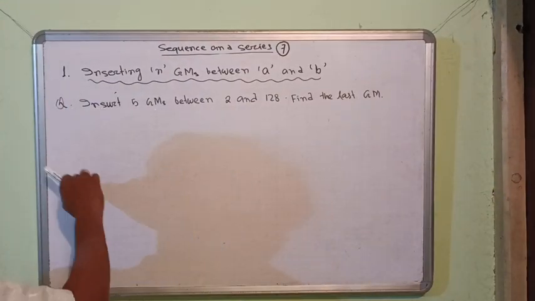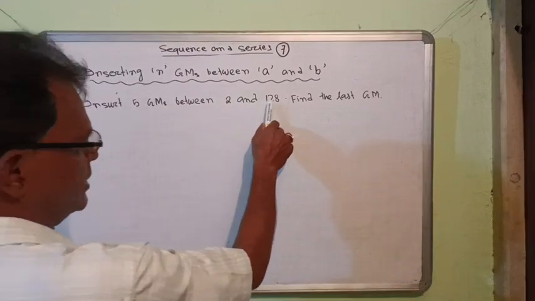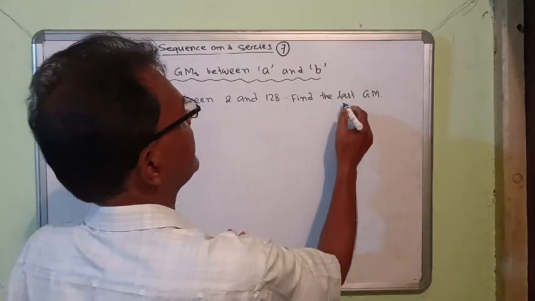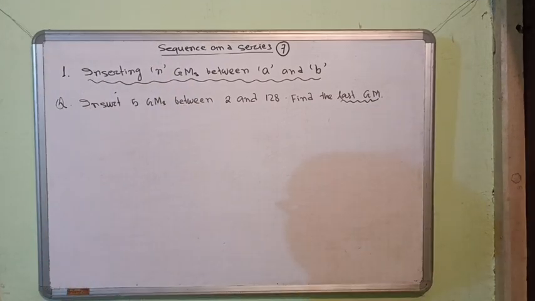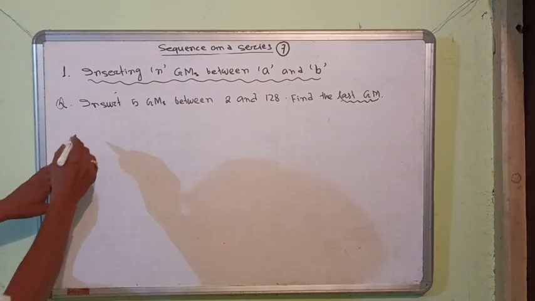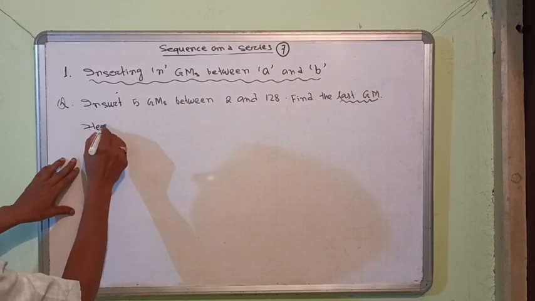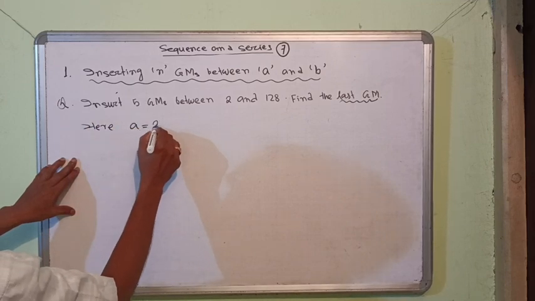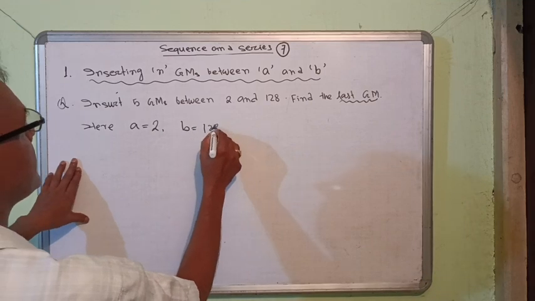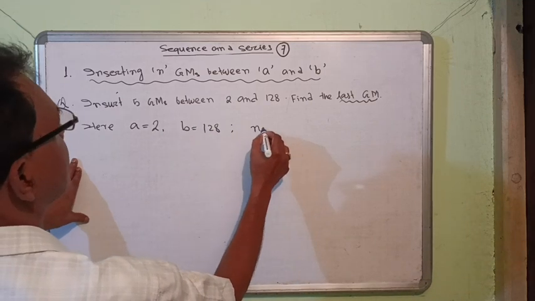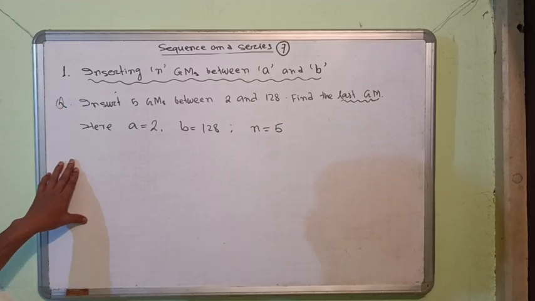Now some small, very simple questions. Insert 5 GMs between 2 and 128. Find the last GM. By theory, here A equals 2, B equals 128, and n equals the number of GMs, that is 5.